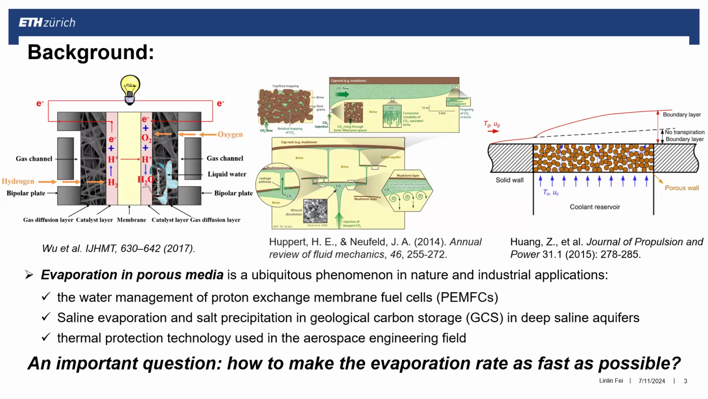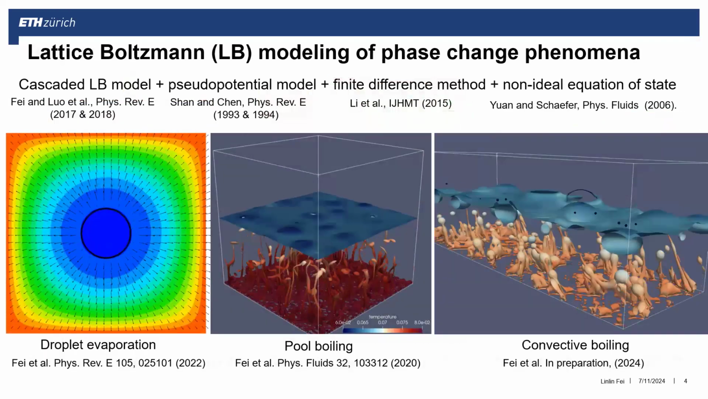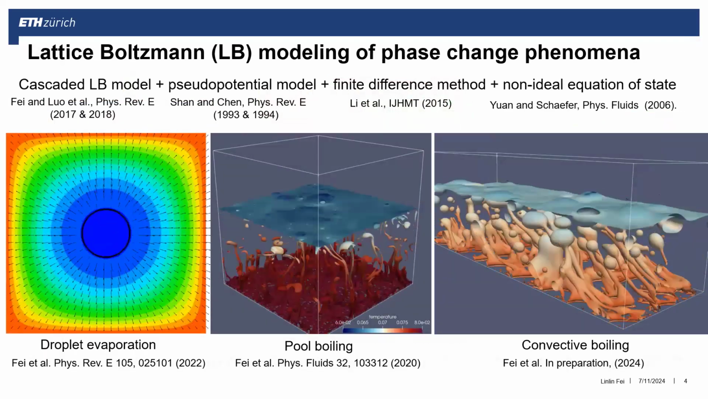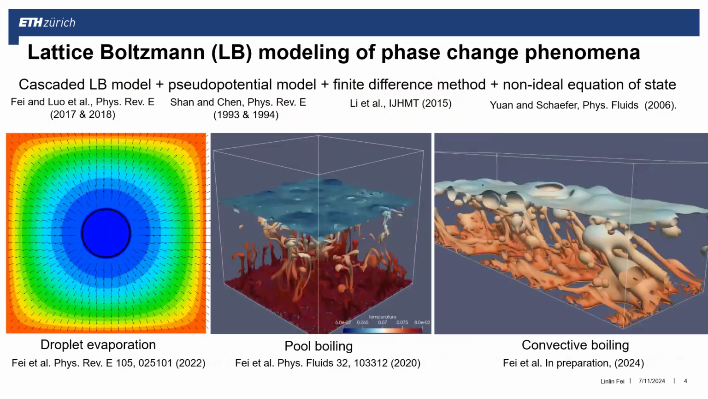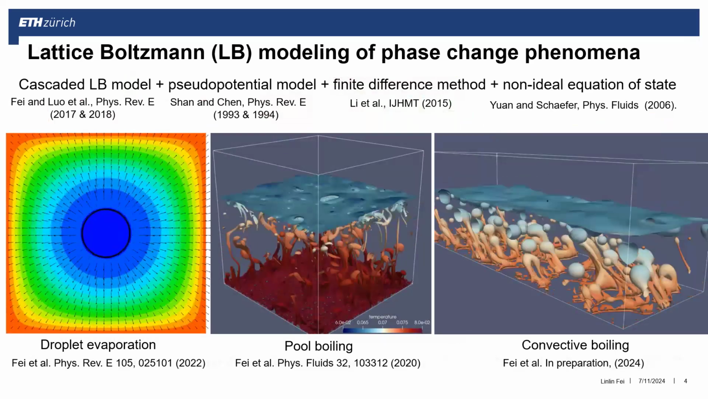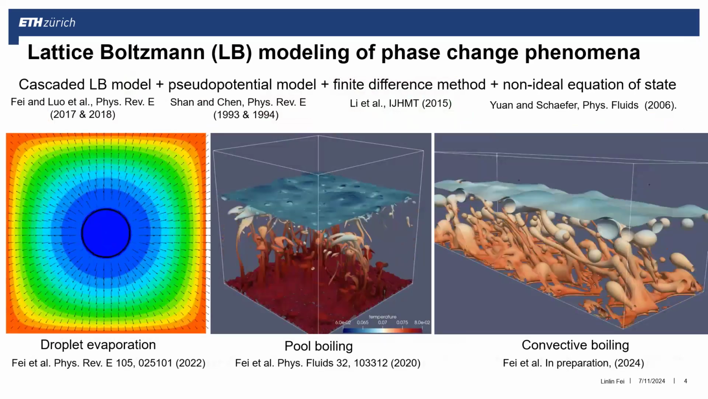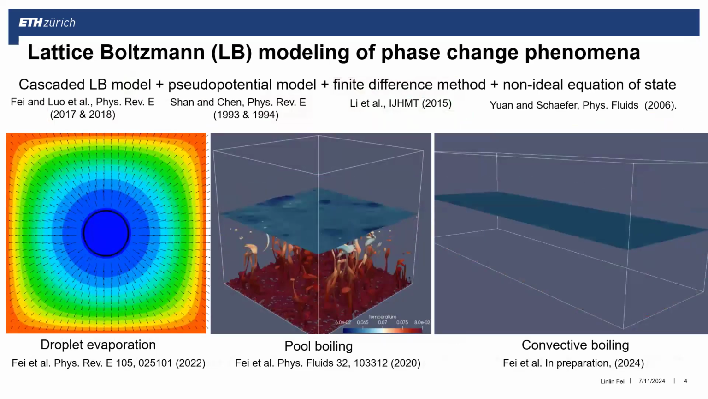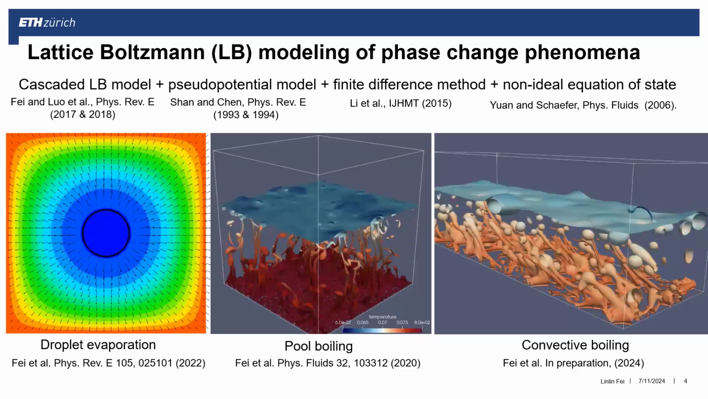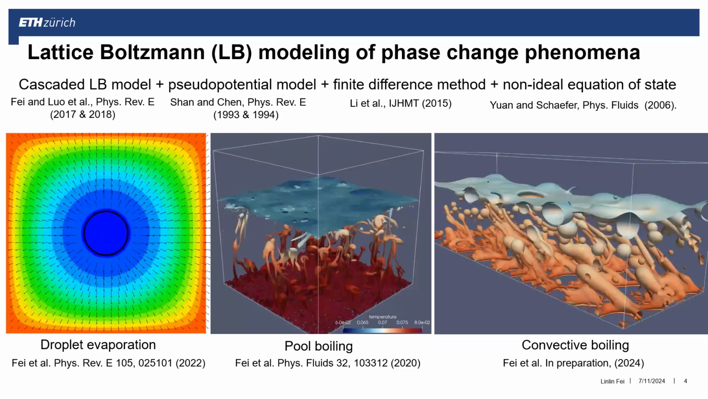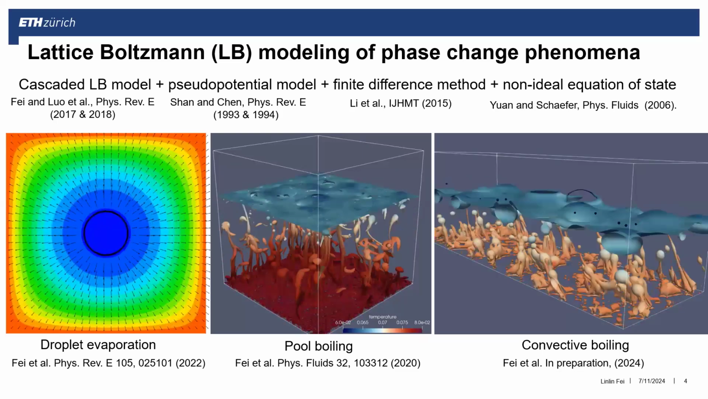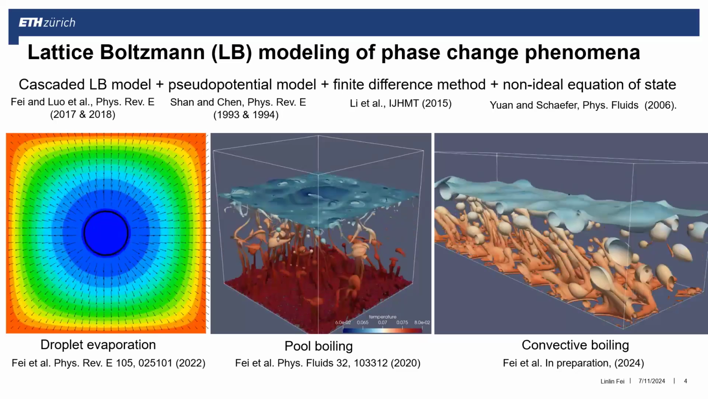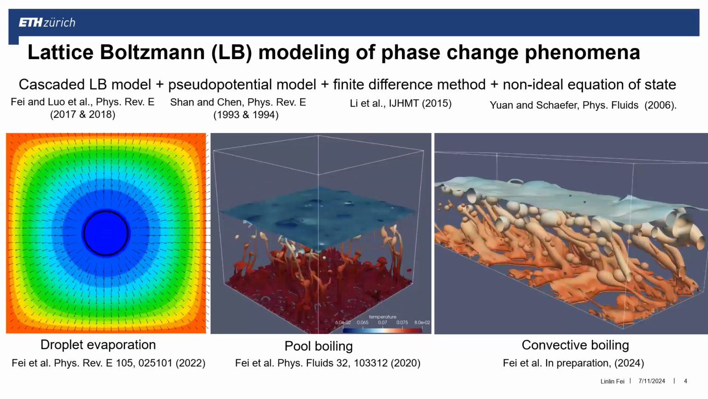So we will give you some hints based on lattice Boltzmann simulations. And as you know, evaporation is a liquid-gas phase change phenomenon. So I will first present some phase change phenomena simulated by the lattice Boltzmann method in the last years. I don't want to go deep into the methods, I just show you the main idea. We use the cascaded lattice Boltzmann method for the flow field. We use the pseudo-potential model to do the phase separation, and we use the finite difference method to solve the temperature field, and we use a non-ideal gas equation of state to couple the temperature field and the flow field.